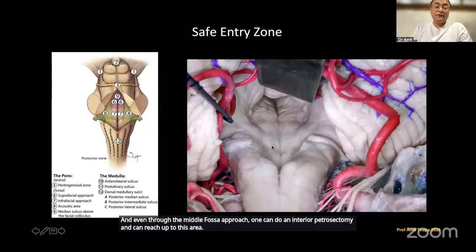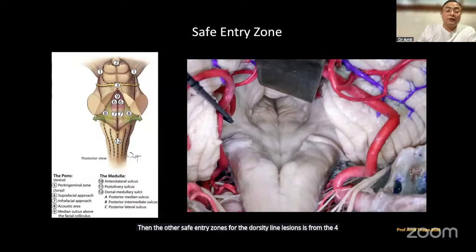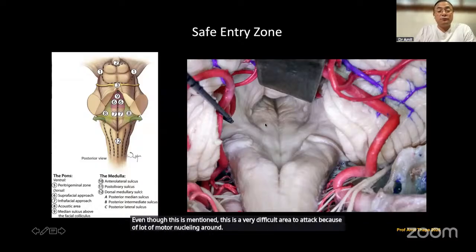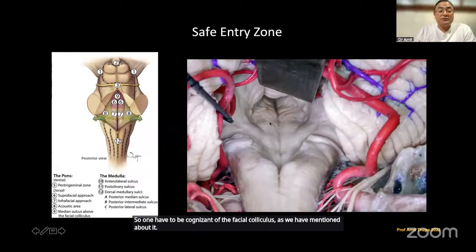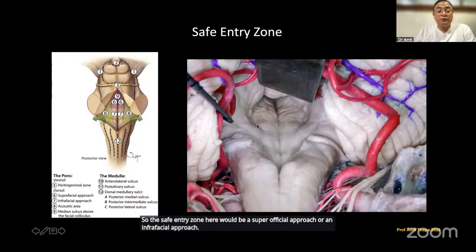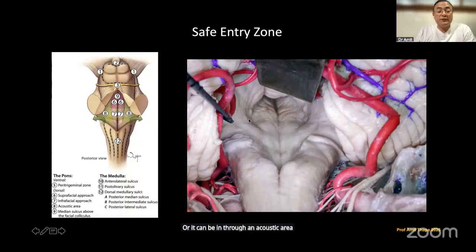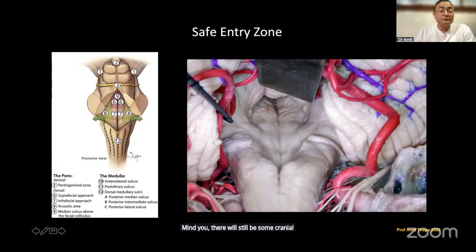Then the other safe entry zones for dorsally lying lesions are from the fourth ventricular floor. Even though this is mentioned, this is a very difficult area to attack because of a lot of motor nuclei lying around. So one has to be cognizant of the facial colliculus, as we have mentioned. So the safe entry zone here would be a suprafacial approach or an infrafacial approach, or it can be through an acoustic area, which is located on the lateral aspect, or through a medial sulcus, which is above the facial colliculus. Mind you, there will still be some cranial nerves, because cranial nerves 3 and 4 are lying in the midbrain.